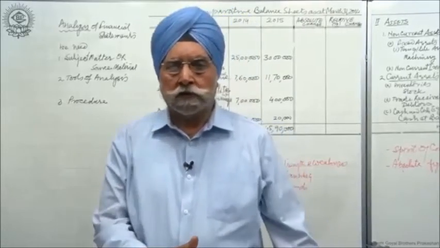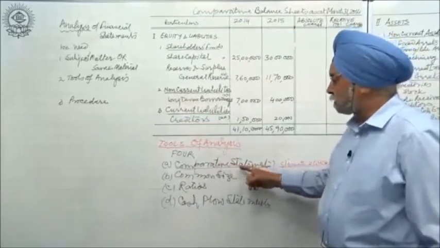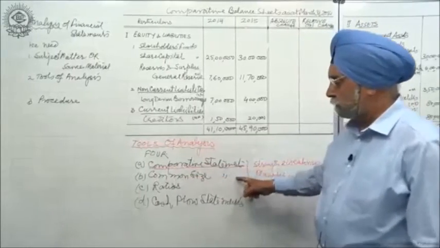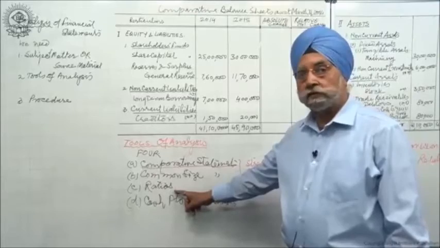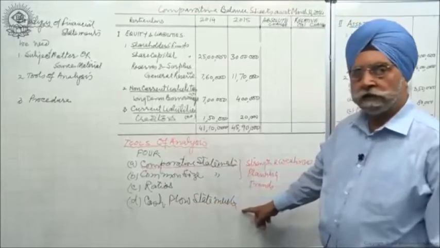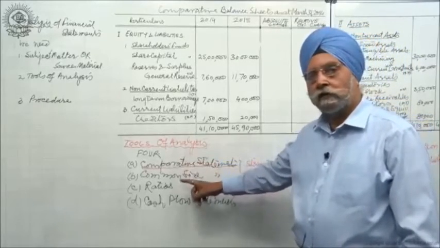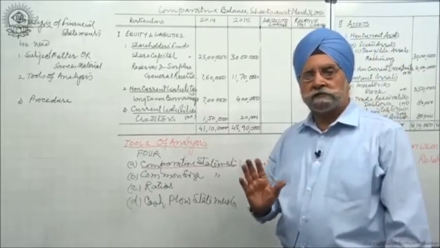And these 4 tools are, as I have noted here, one is comparative statement, second is common size statement, third ratios, accounting ratios I would say, and fourth is cash flow statement. This Book B consists of these 4 tools. They are to be used for the purpose of analysis.